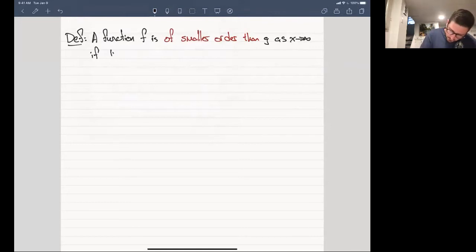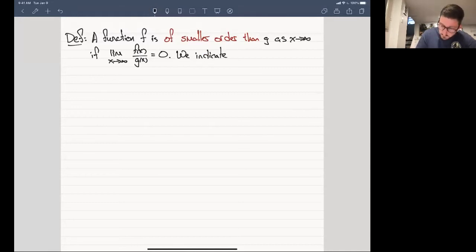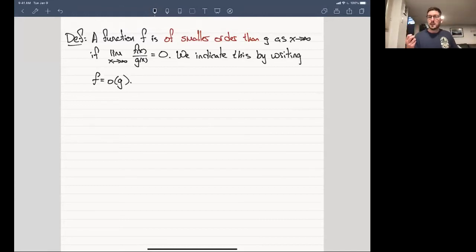if the limit as x goes to infinity of f of x over g of x is equal to 0. Okay, so that just means that f grows slower than g. And so we indicate this by writing f is equal to little o of g. And you literally pronounce it the way I just pronounced it. F is little o of g, little order. You can think of it like that.